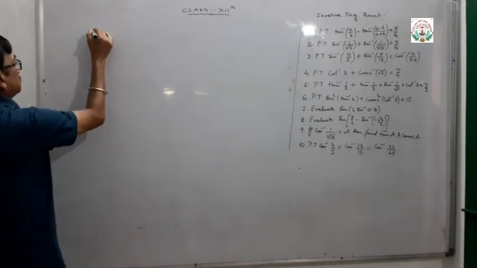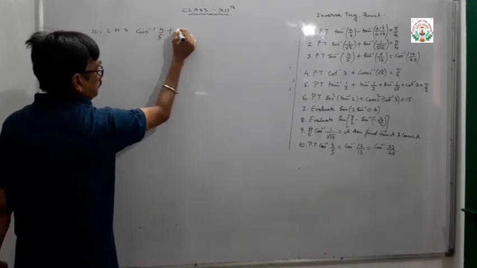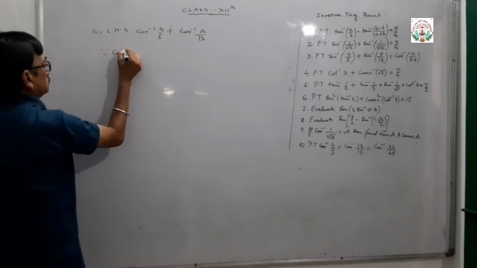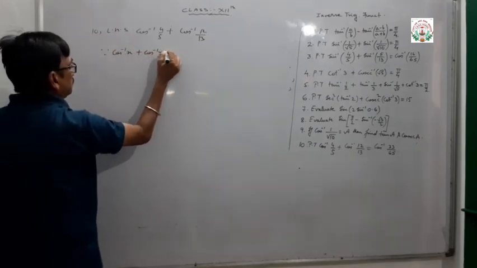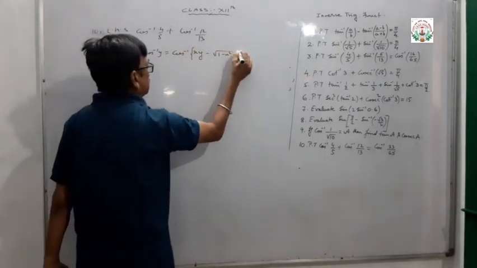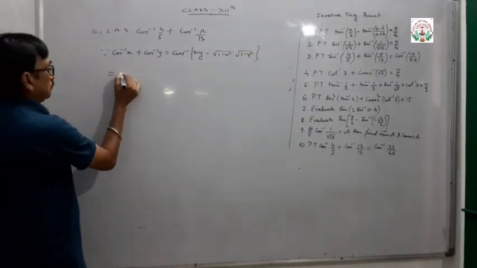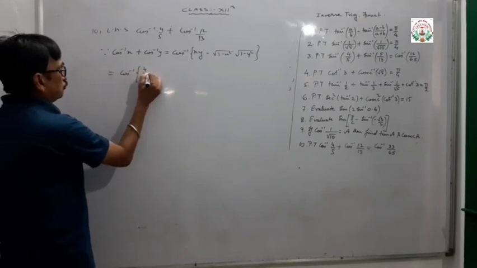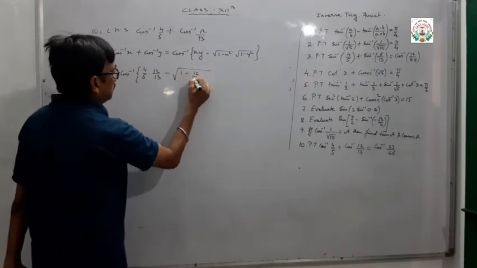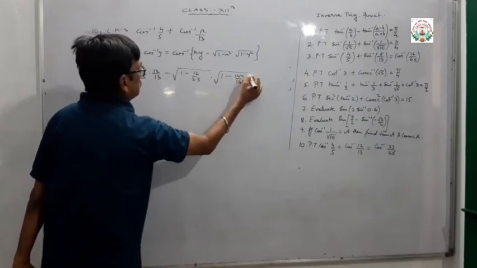Question number 10, LHS: cos inverse of 4 by 5 plus cos inverse of 12 by 13. As we know, cos inverse of x plus cos inverse of y is equal to cos inverse of xy minus under root 1 minus x square into under root 1 minus y square. This is our formula. So now cos inverse of xy, 4 by 5 into 12 by 13, minus under root 1 minus 16 by 25 into under root 1 minus 144 by 169.